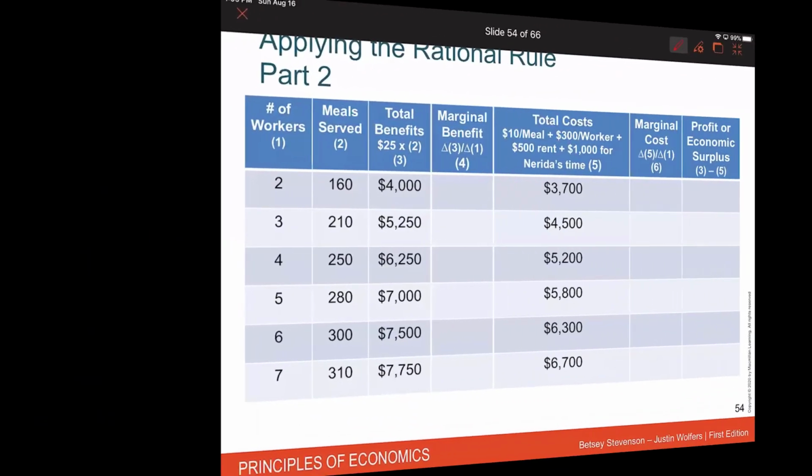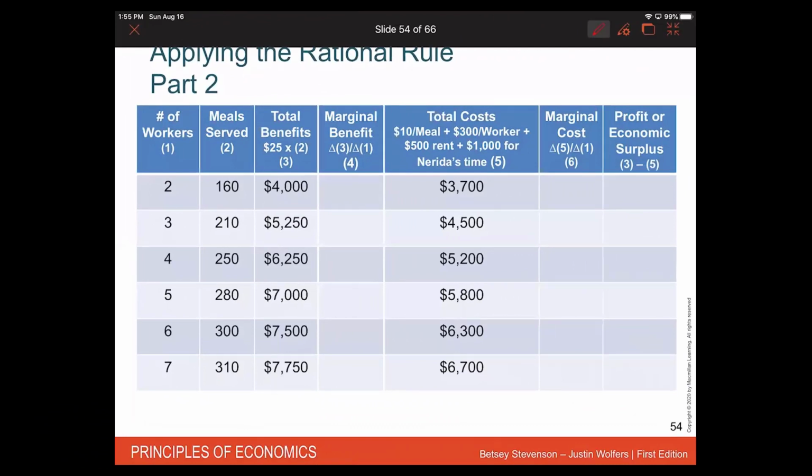Now, let's calculate marginal benefit and marginal cost. Again, we are just trying to find the change in total benefits and the change in total cost over the change in workers. But good news, the change in workers is only 1. So we don't need to divide and waste our time doing that, okay?